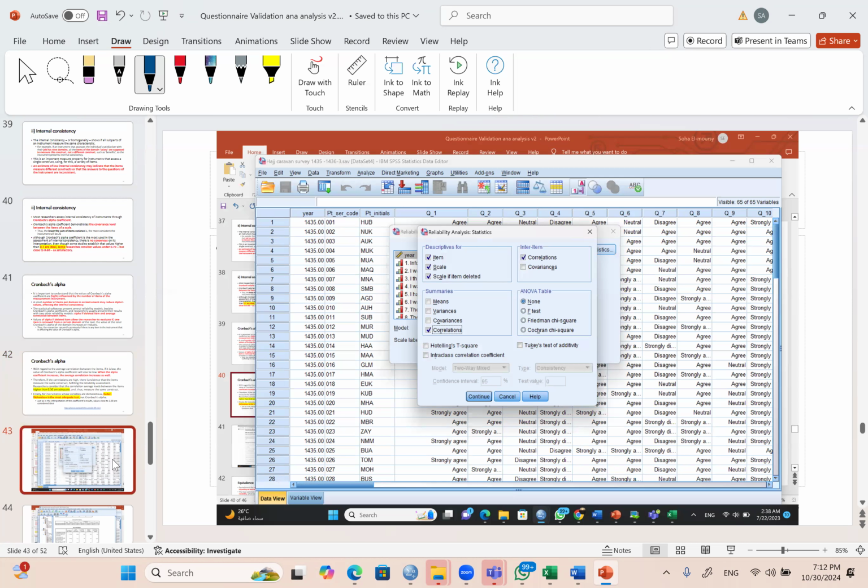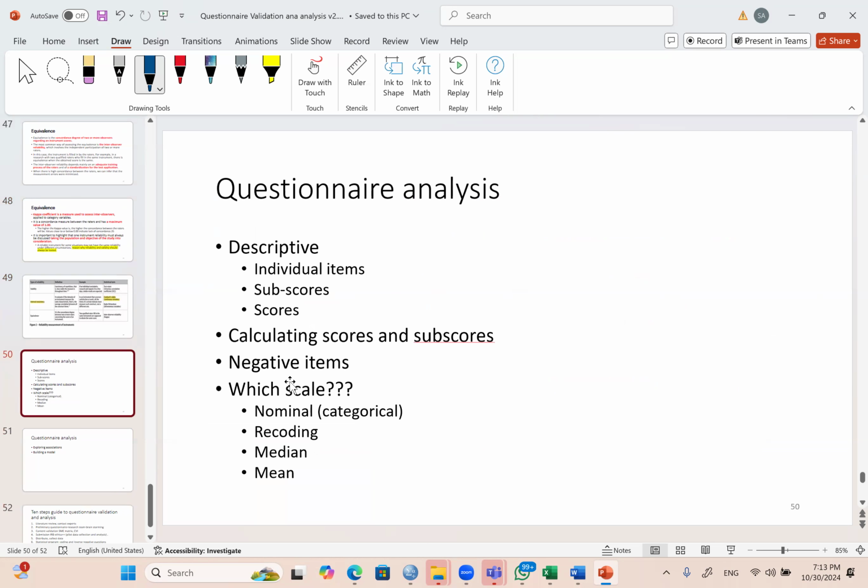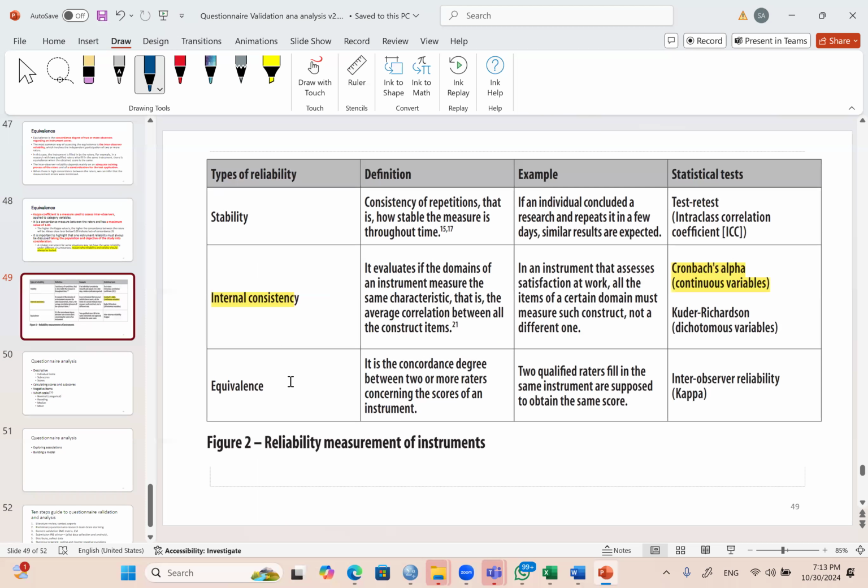Now we talk about something called equivalence. Equivalence is again about inter-observer variability. When the observers judge something on a dichotomous scale, whether it's positive or negative, we use something called the kappa coefficient. I explained that before. But sometimes the evaluation of the raters or the readers or the questionnaire is numeric, in which case we're going to use something like intra-class correlation.